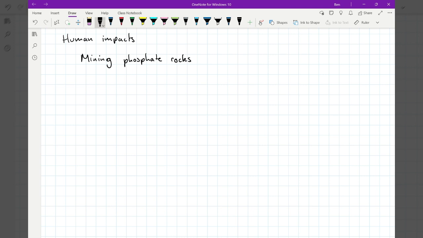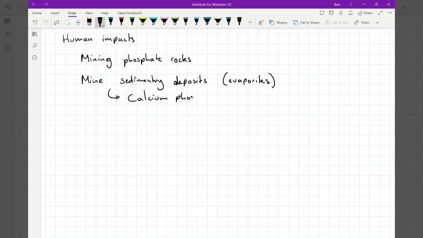So what we usually do is we mine sedimentary deposits. So these are typically something like evaporites, and the form that we dig up is calcium phosphate, which we then treat to produce ammonium phosphate.